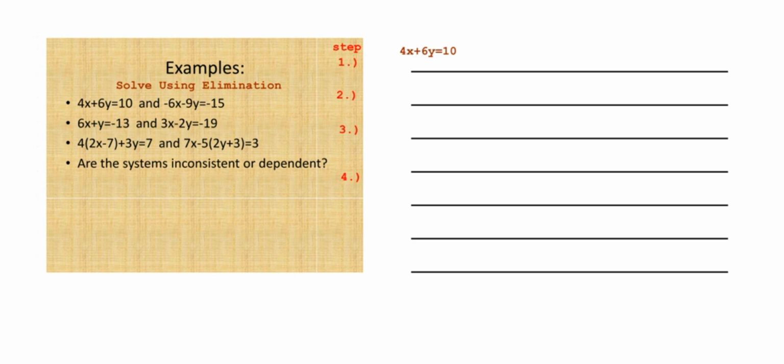So let's begin with the first set of equations. We have 4x plus 6y equals 10. And let's write them one on top of the other. The other one is negative 6x minus 9y equals negative 15. And it's your choice on which one you want to eliminate. Agreed? But for reference, the top are positive, the bottom are negative. So either would work actually.